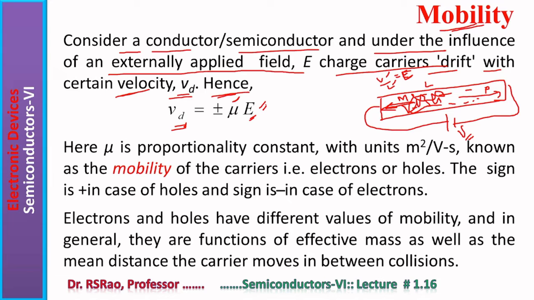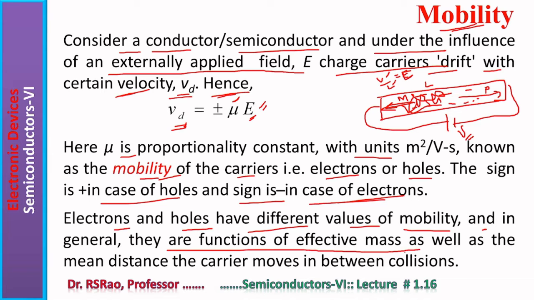It is proportional to potential gradient. Mu is the proportionality constant, minus for electrons, plus for holes. Here mu is a proportionality constant with units meter square by volt second, known as mobility of the carriers, electrons or holes. The sign is plus in case of holes and minus in case of electrons. Electrons and holes have different values of mobility, and in general they are functions of effective mass as well as the mean distance the carrier moves in between collisions.